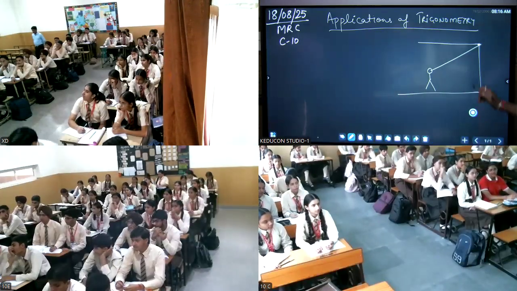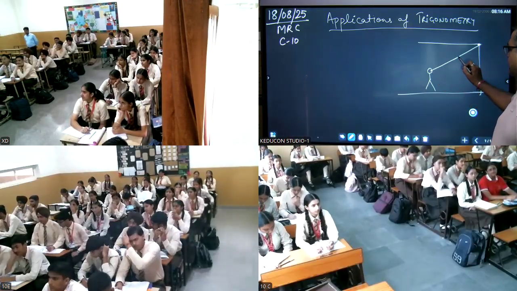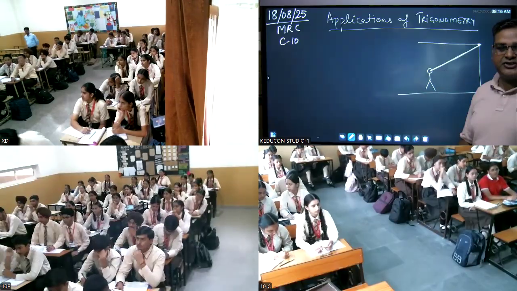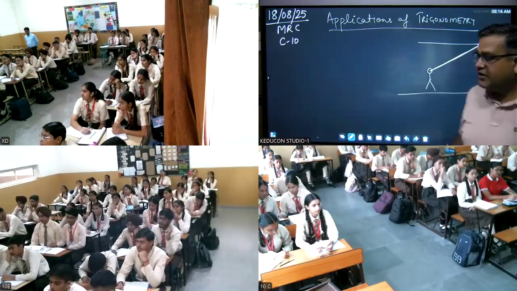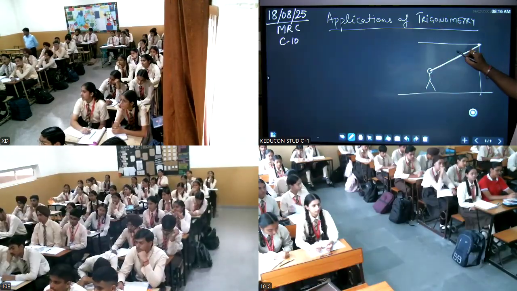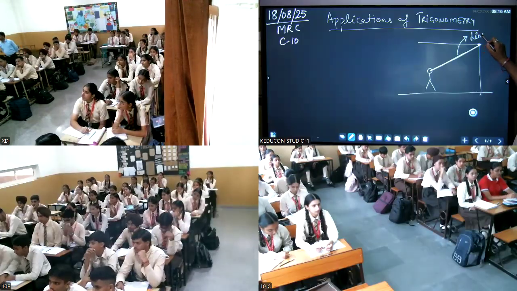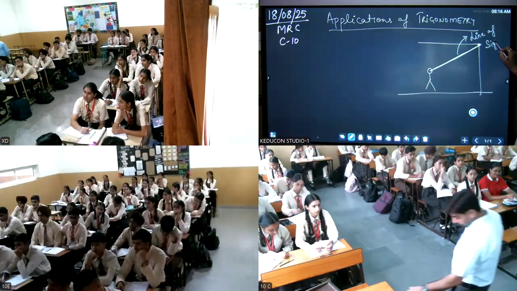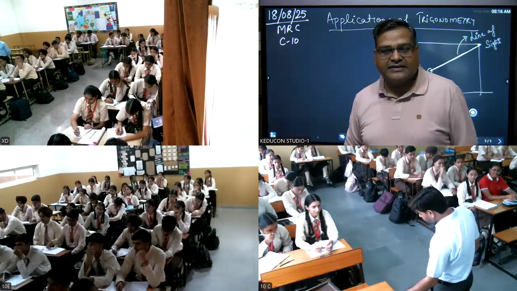So if you are looking from this point to this point, right? The line which is making with your eye to the top point. What is this line called? Line of sight. Is this clear, students?